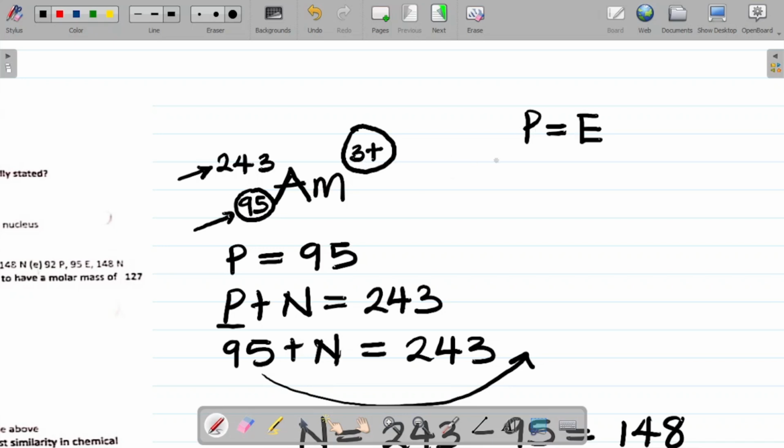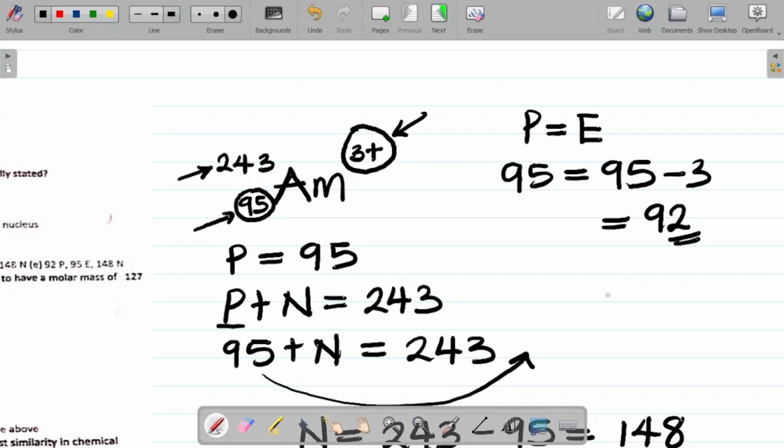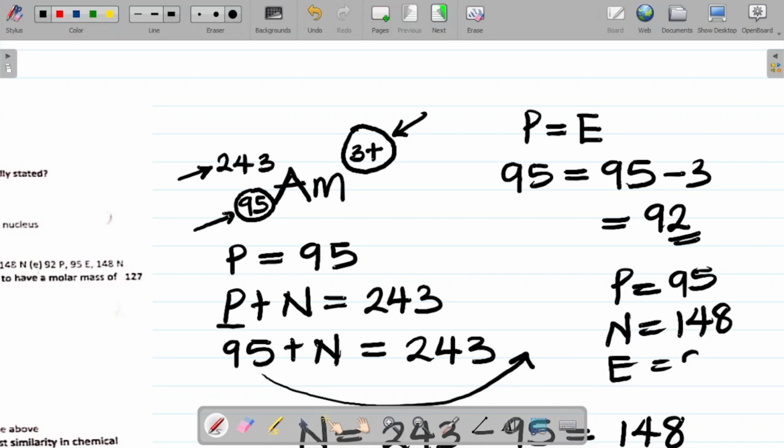If this atom was neutral, the number of protons, which is 95, should be equal to the number of electrons, which is 95 here. But then 3 plus here means it has lost 3 electrons. So from my electrons here, I'll remove 3. If I remove 3 electrons, it becomes 95 minus 3, which gives you 92. So from here, the number of protons is 95, the number of neutrons is 148, and the number of electrons is 92.